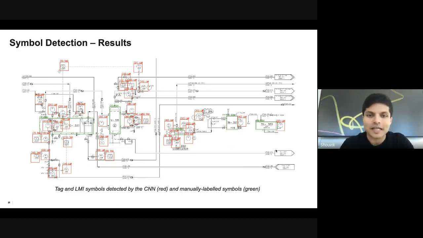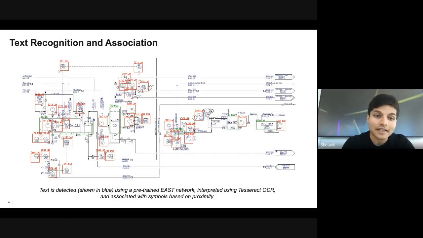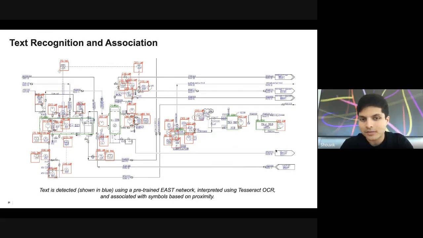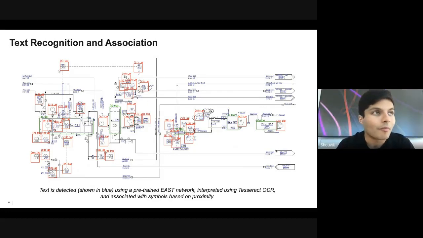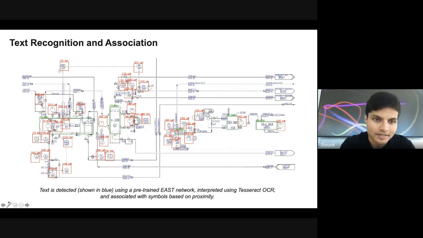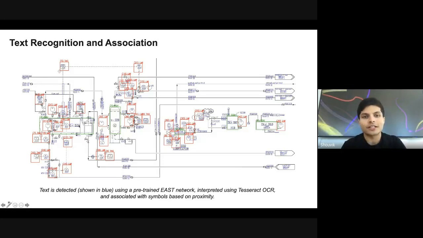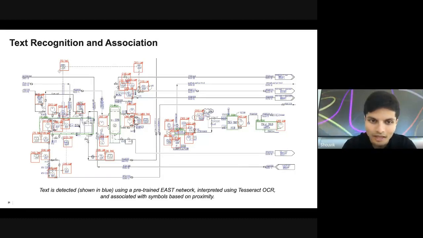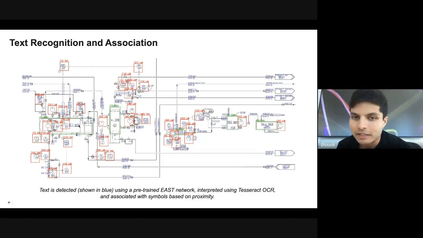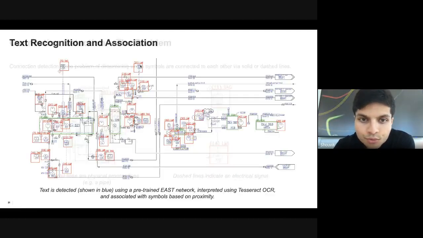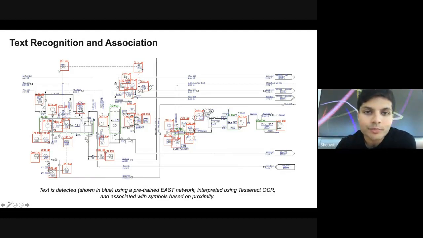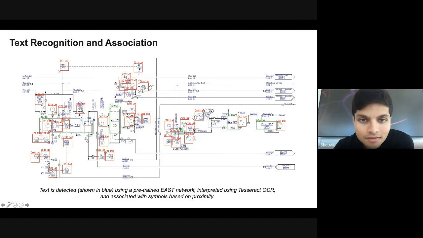So that's symbol detection. The next step is text recognition. For text recognition, we used a pre-trained text recognition network called EAST. This was just available off the shelf, and we used it to detect regions of text that you see here in blue. After that, we took these regions and processed them using Tesseract OCR. Based on proximity, we map them to our detected symbols. In this case, you see this LMI symbol, and inside it you have two of these detected text regions. Once you process that using OCR, you're able to say that this PD3030 belongs to this LMI symbol. That's how we do this association.